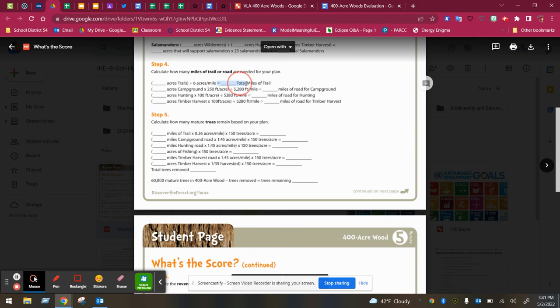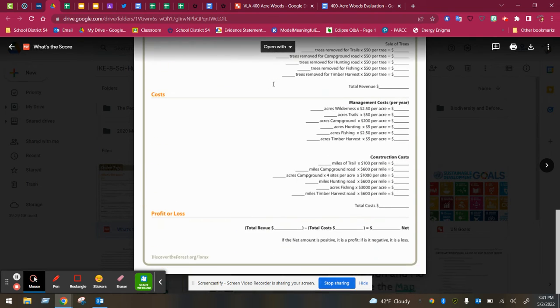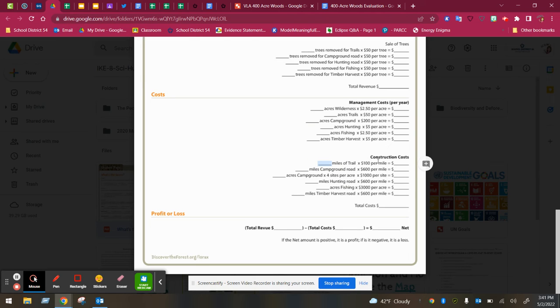So the first one is asking for total miles of trails. So you just put in your total miles of trails times $100. Miles of campground road, then acres of campground. So I had 96 acres, right? Miles of hunting, your acres for fishing, which I think I said I had 18. And then your miles for timber harvest road.